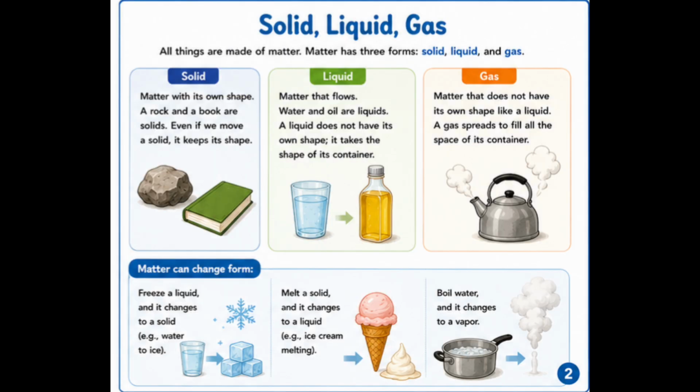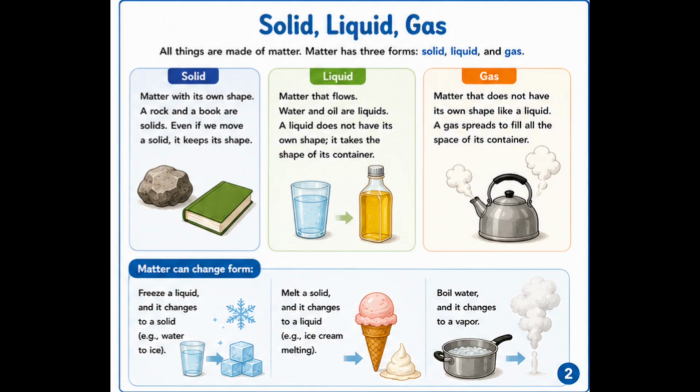Solid, liquid, gas. All things are made of matter. Matter has 3 forms. They are solid, liquid, and gas. A solid is matter with its own shape. A rock and a book are solids. Even if we move a solid, it keeps its shape.